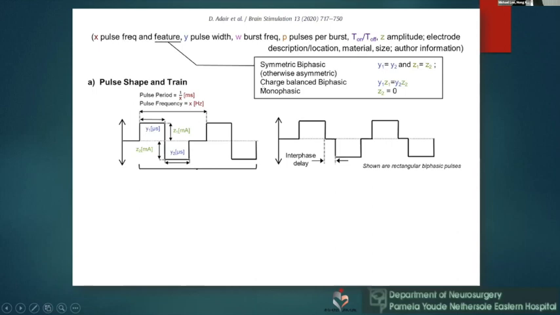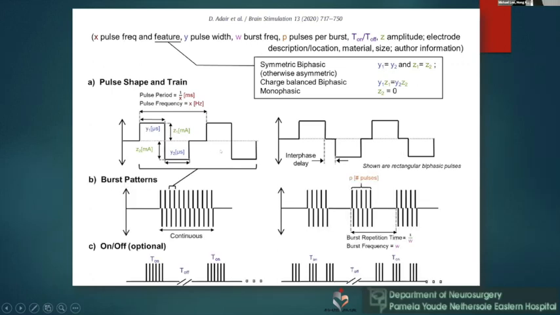We also have charge-balanced biphasic, where the area over here and this area are the same. Then, although the shape is a little different and it's not symmetrical, it's still charge balanced. And monophasic is when C2 is zero, that is, only one polarity.